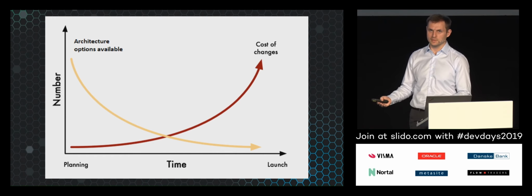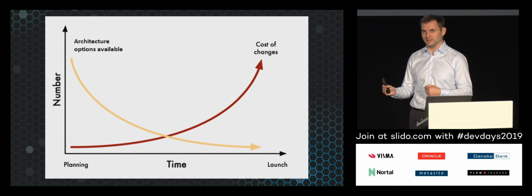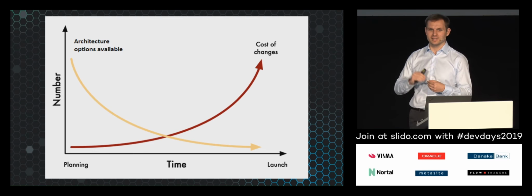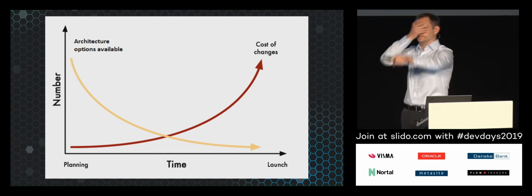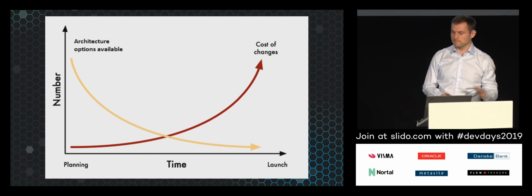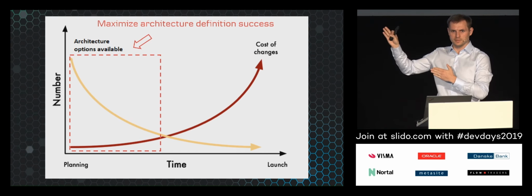So common sense, right? You want to make them as soon as possible, but not blindly. You want to build context and knowledge before you make that decision. That is as soon as possible. You shouldn't say, let's pick one, this one's good. No, that's the wrong way of doing it. So you want to maximize your architecture definition here.